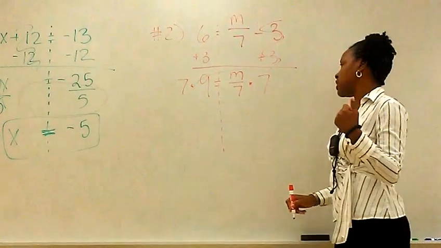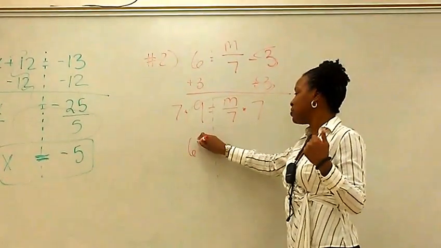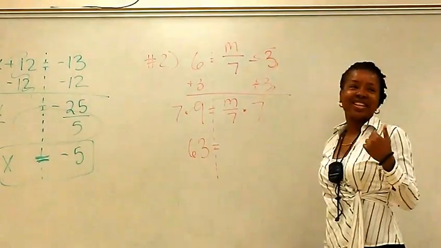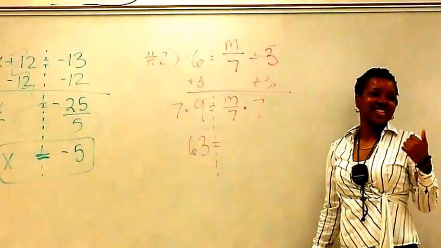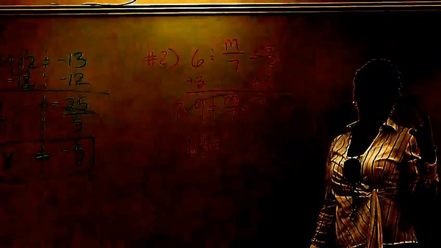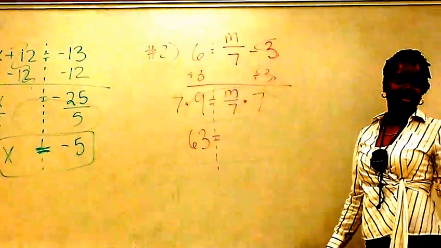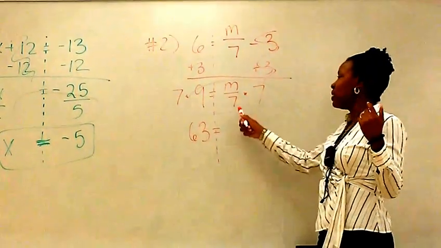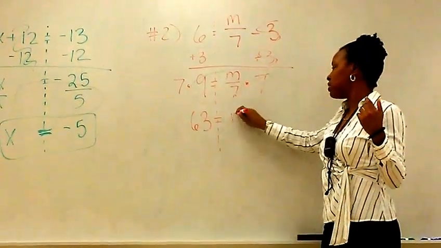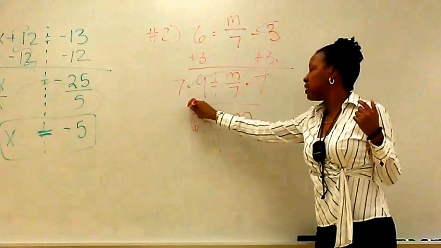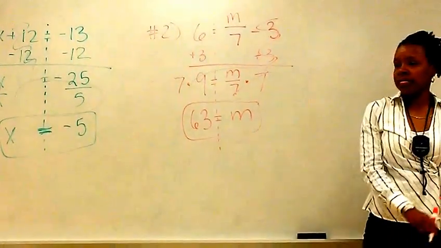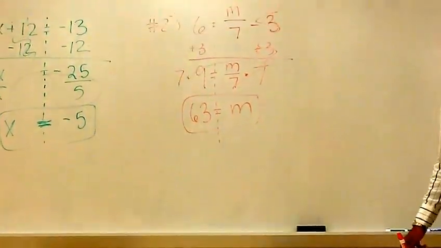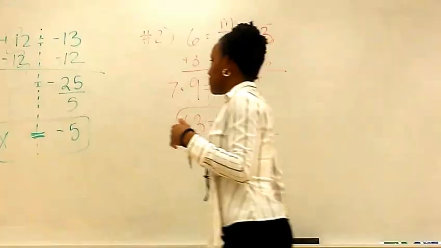What's 7 times 9? 63. 7 times 9 is 63. 9 times 6 is 54. You probably put it in 6. Over here, they cancel out. All you have left is m. Medium? Easy? Easy. All right.